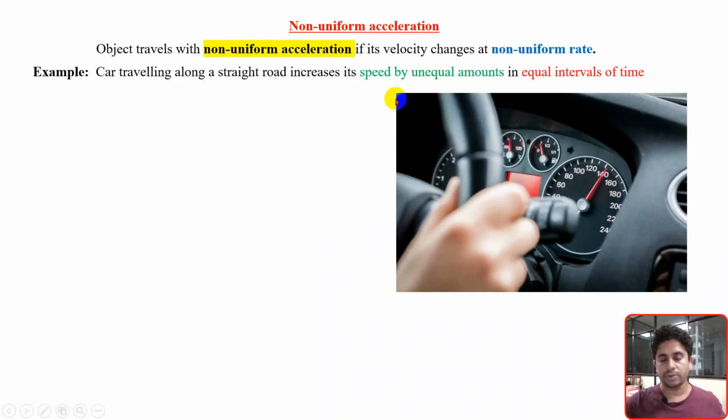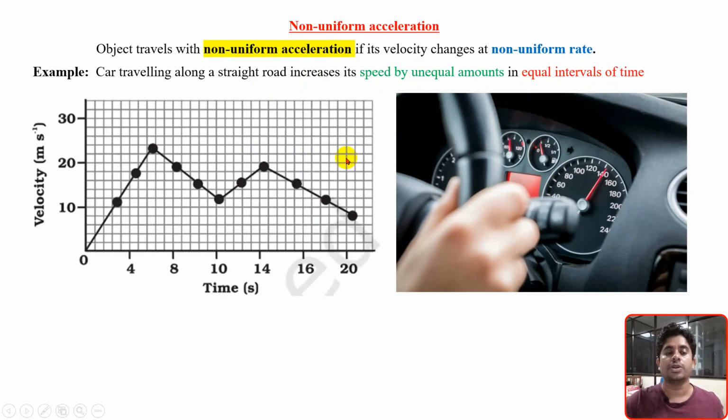So like that, we are making changes in the speed, and that change is not equal. We have not kept the speed constant. Sometimes it is 40, sometimes 60, sometimes 80, sometimes 20. The time duration is the same, one hour, but the speed change in that interval is unequal. Then the acceleration of that car, we will call a non-uniform acceleration.